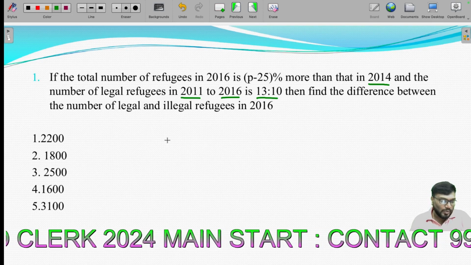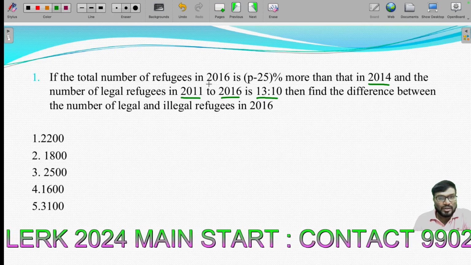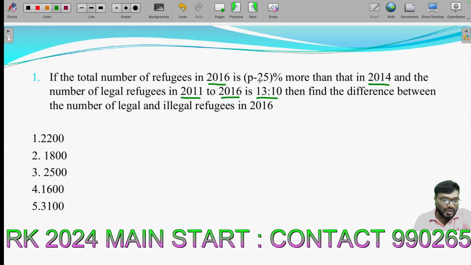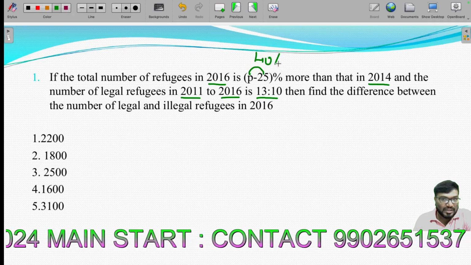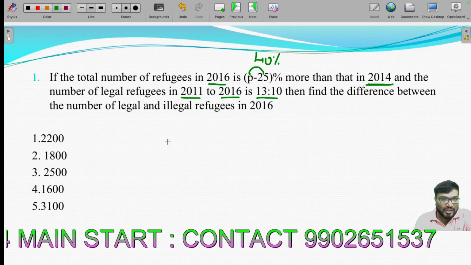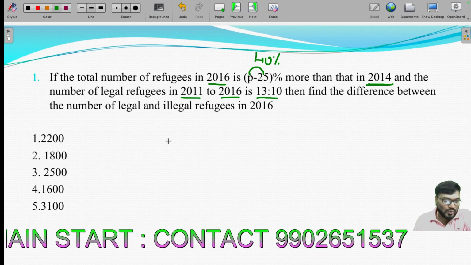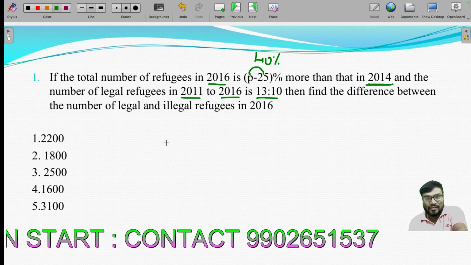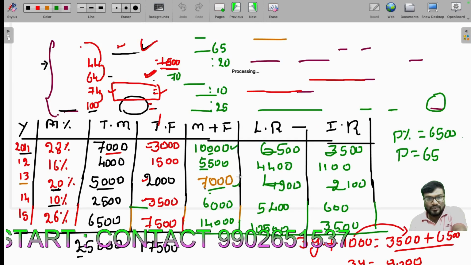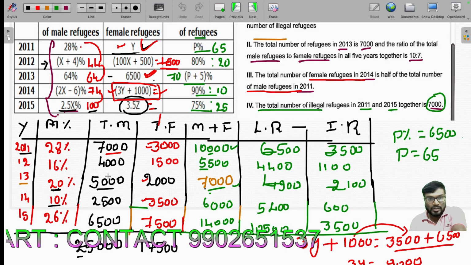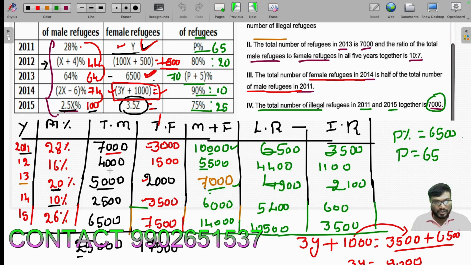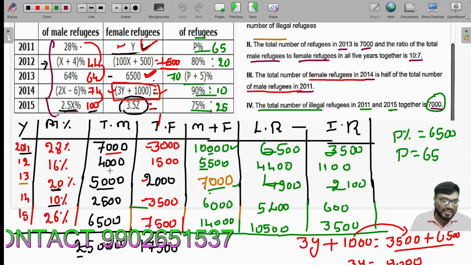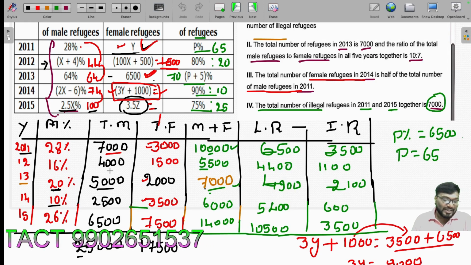What are they talking about now? Total number of refugees in 2016 is p minus 25. We know p value is 65. 65 minus 25, that is 40 percentage more than that in 2014. In 2014, what is the data we have? Total refugees. If you see here, how much do we have? First you find out that. First find out the total number of refugees in 2016, which is 40 percentage more.